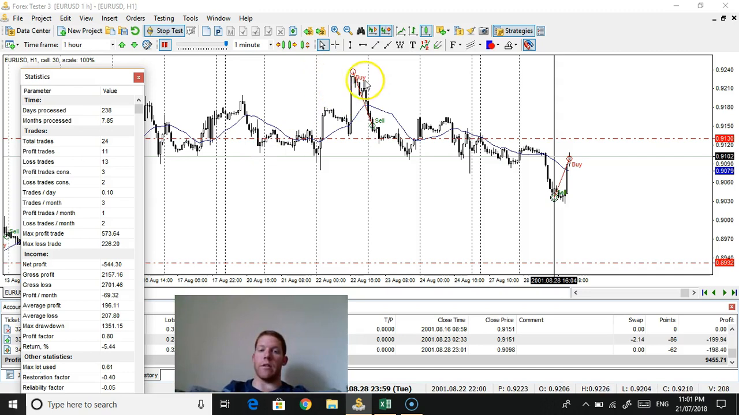So as you can see, I've attempted to buy that. That was a losing trade. I attempted to sell that. That was a losing trade. So a few fake outs, just refining the strategy.